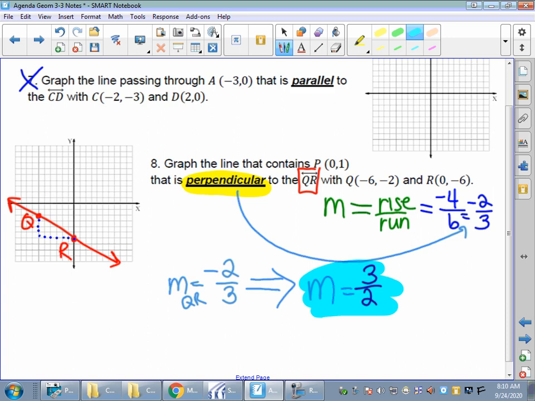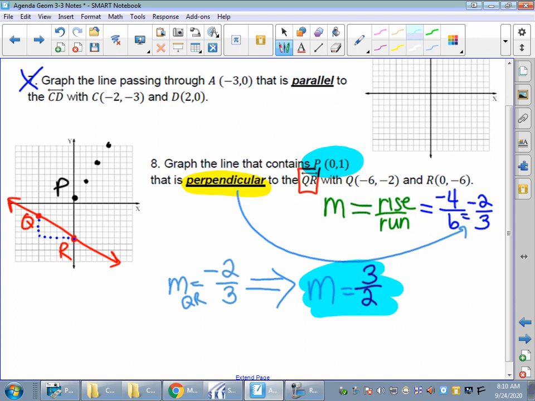And I need it to go through point P. So point P is giving me a starting place. So I'm going to go over 0, up 1. I'm going to call this point P. And then I'm going to start graphing from there. I'm going to go up 3 and right 2 because it's a positive slope. So everything goes up and to the right. 1, 2, 3, over 2. 2, 3, over 2. I could keep going forever.